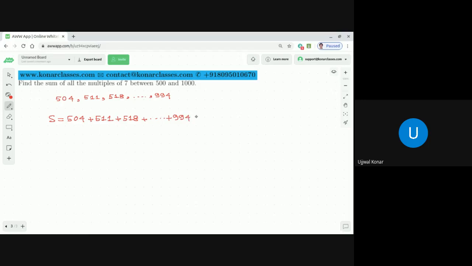So how to do this? There is a formula for that. And the formula is, as Devanshu said correctly, n by 2 into (A plus L). What is A? A is the first term, that is 504. And what is L? L is the last term, that is 994. So all we need to find, dear students, is the value of n. Then our problem is solved.